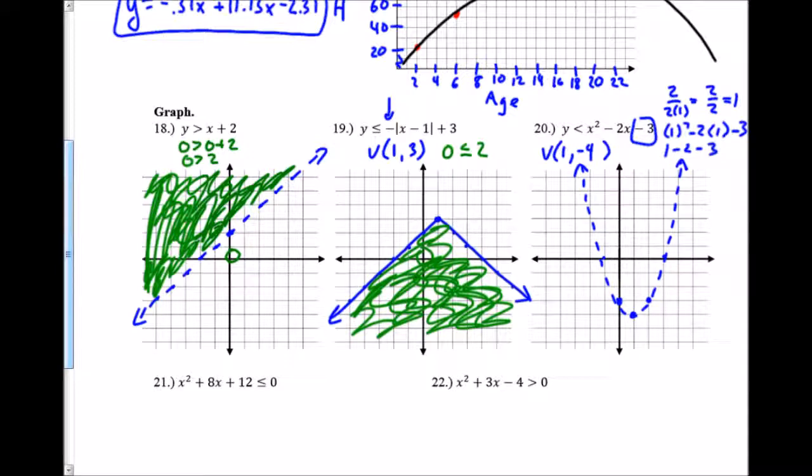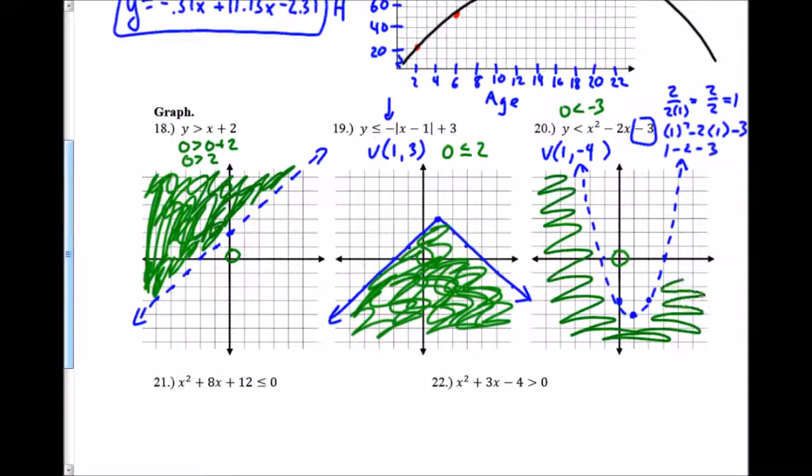It's a dotted curve. Now I just need to decide, am I shading inside or outside? So I pick a point like 0, 0. I plug it in. That gives me 0 is less than a negative 3, which is false. 0 is greater than negative 3. So I shade outside of the parabola. I'm shading everything on the outside.